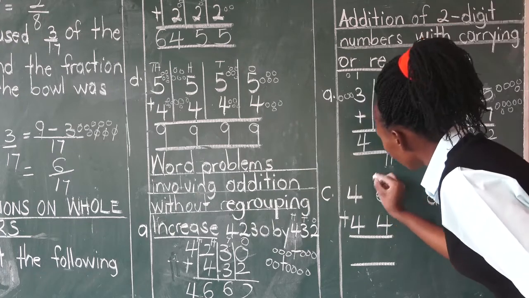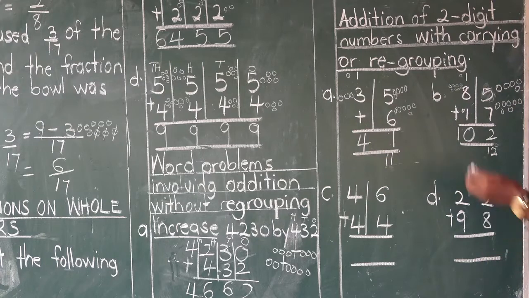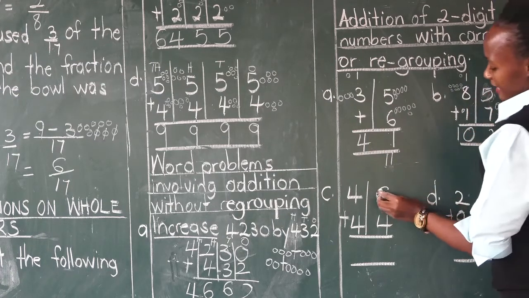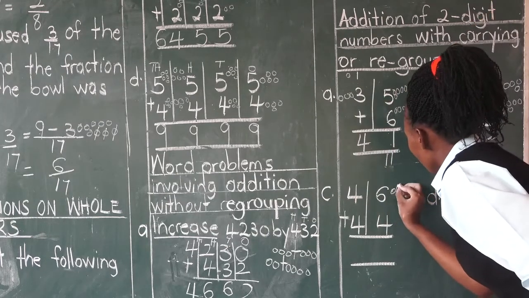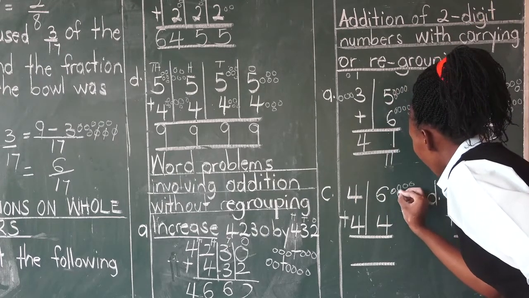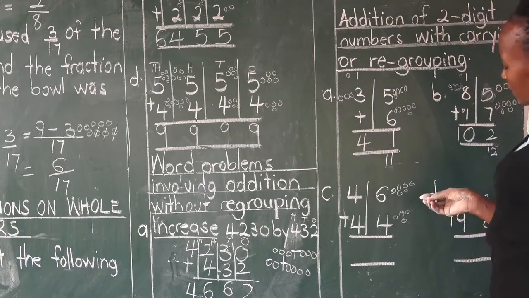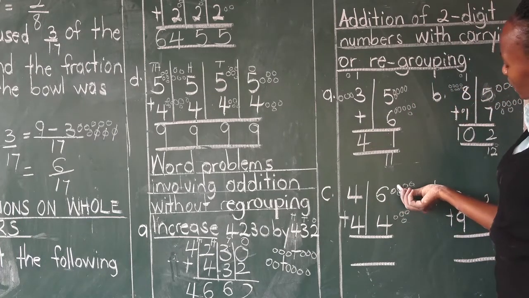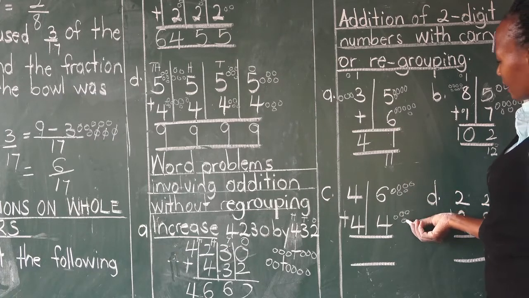Still here we have 46 plus 44. Our line in the middle first. Under ones, we have 6 plus 4. Let's draw our balls. 1, 2, 3, 4, 5, 6. 1, 2, 3, 4. Now let's put them together. 1, 2, 3, 4, 5, 6, 7, 8, 9, 10.